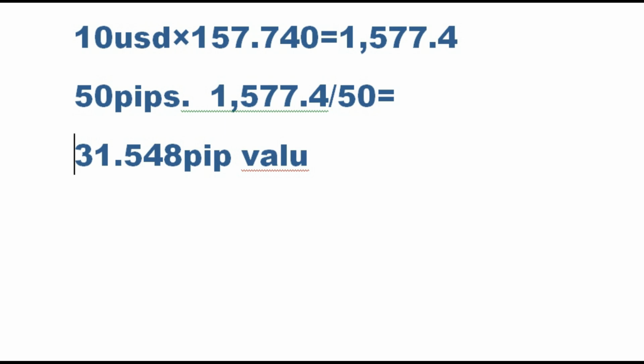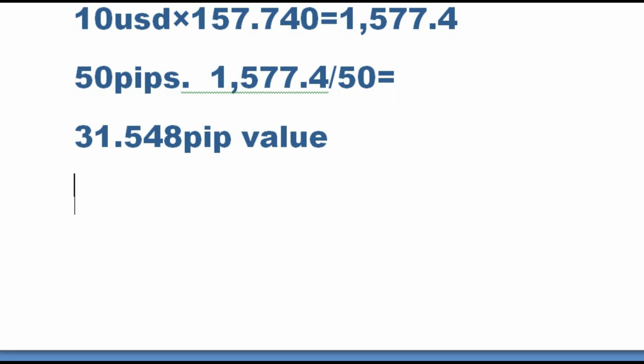$31.548 is the pip value. So let's calculate the correct lot size, the correct position size to apply on your trading platform to enter that in the market. So first, you get this amount here. You get the pip value.